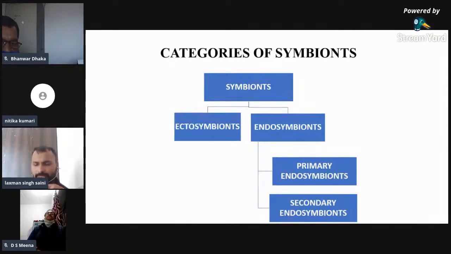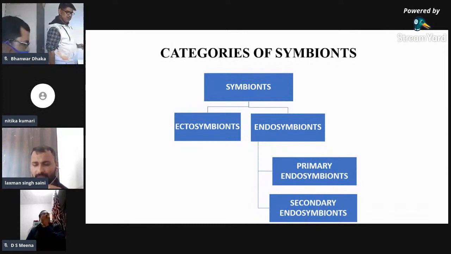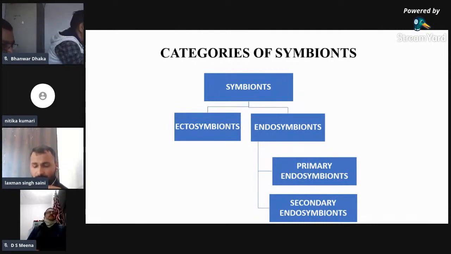Primary endosymbionts are essential for host growth, development, and survival. They provide essential nutrients to their hosts. They live in specialized structures called bacteriocytes, otherwise mycetocytes. They are obligate in nature and show vertical transmission. Vertical transmission means transmission occurs from one generation to the next.